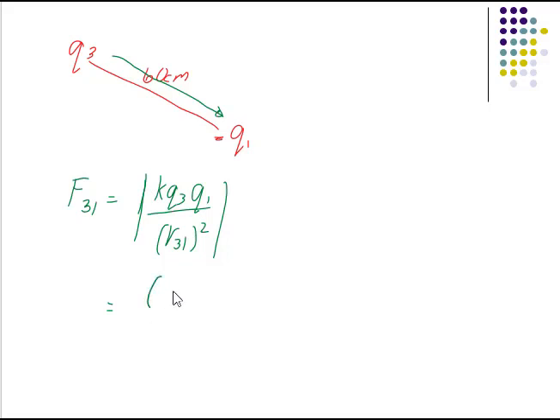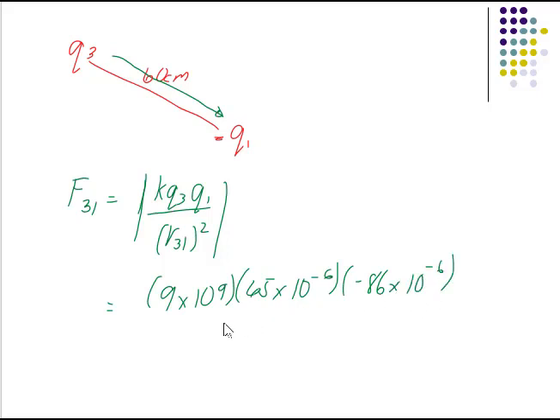So we now have here 9 times 10 to the 9 newton meter squared per coulomb squared. And then our Q3 is 65 microcoulomb, so that's 65 times 10 to negative 6. And then for Q1, it's negative 86 times 10 to negative 6, since it's also microcoulomb. Then the distance is 0.6 meters. That will become 0.6 squared. And then we take the absolute value of that. The force exerted on 3 by charge 1 is equivalent to, the absolute value is 139.